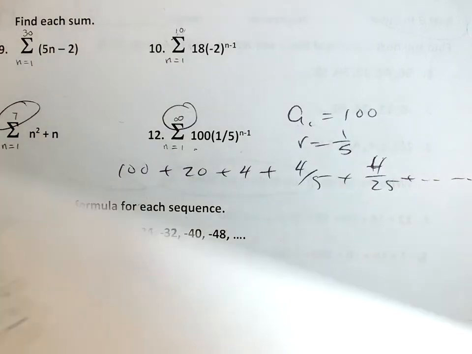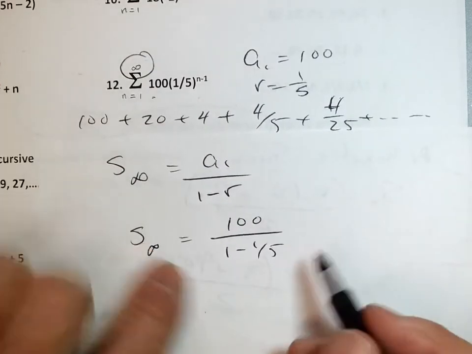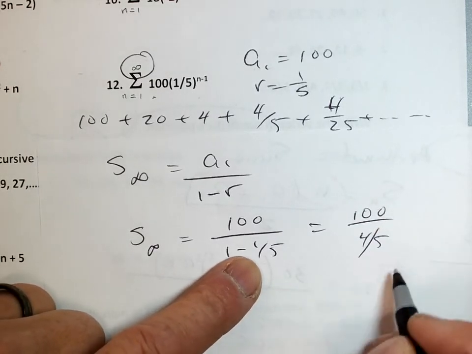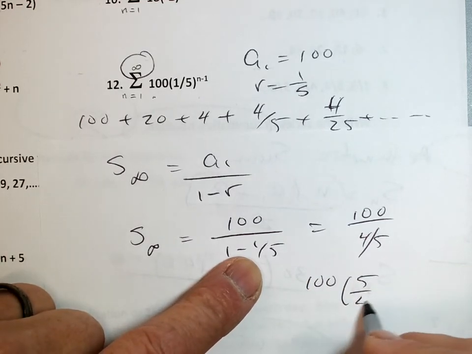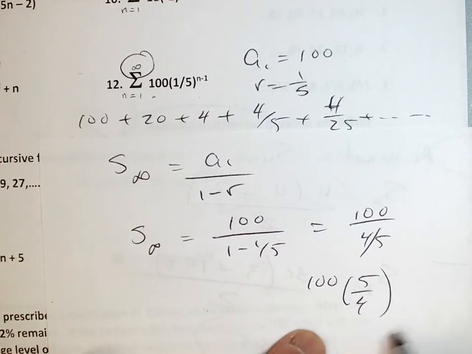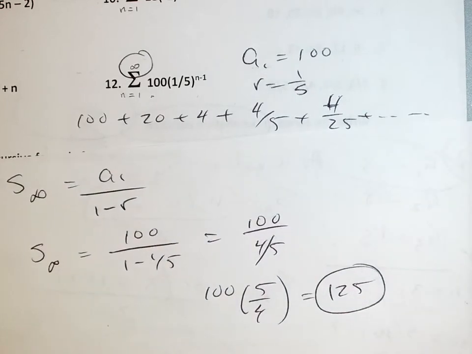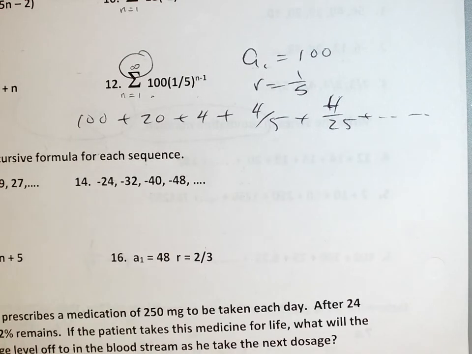So we have a formula, and this is our formula right here. We're going to have 100 divided by 4/5. That's the same thing as 100 times 5/4, because I invert and multiply, which gives me 125. How's that? Okay. All right, almost done.